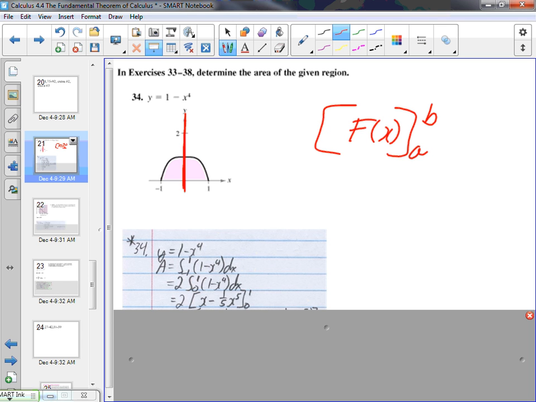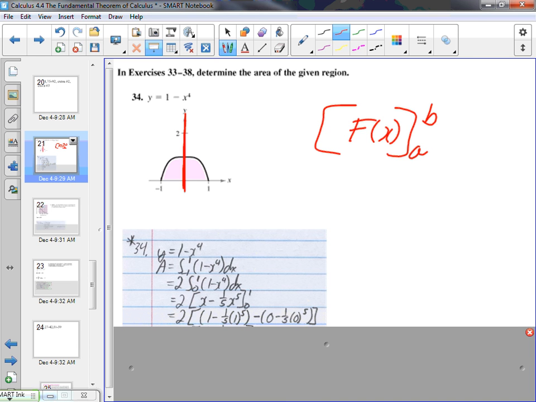Well, the antiderivative of 1 is x. The antiderivative of negative x to the fourth will be negative 1/5 x to the fifth, evaluated from 0 to 1. Keep that 2 out in front. Evaluate for 1. Put a minus sign. Evaluate for 0.